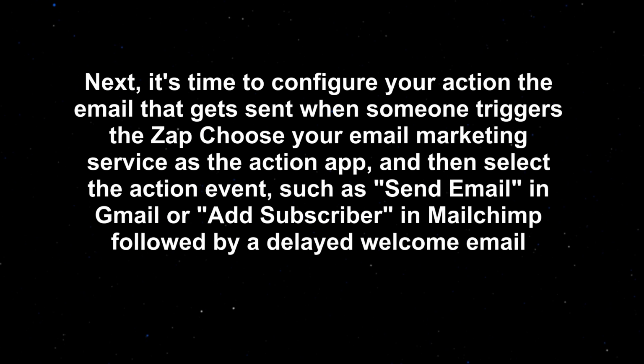Next, it's time to configure your action, the email that gets sent when someone triggers this Zap. Choose your email marketing service as the action app, and then select the action event, such as send email in Gmail or add subscriber in MailChimp, followed by delayed welcome email.